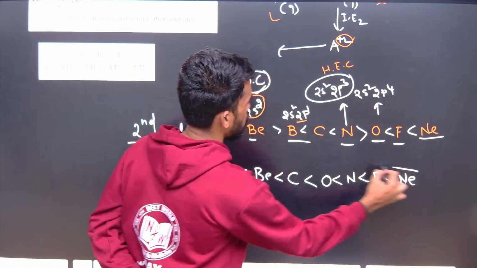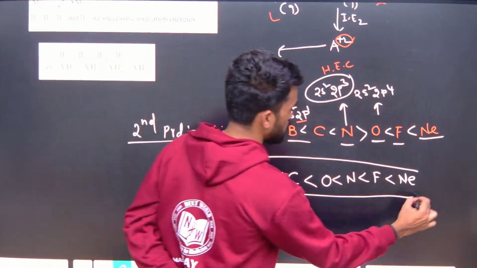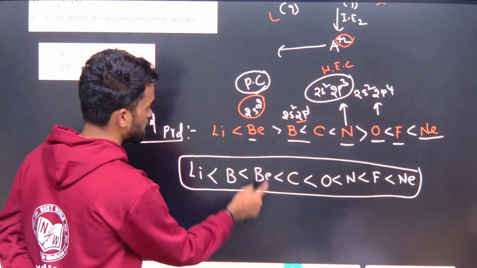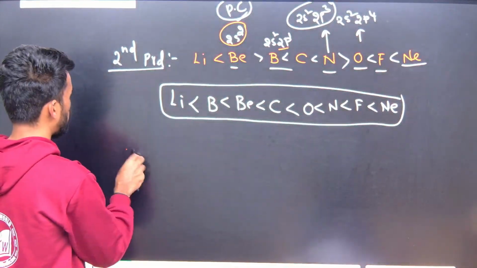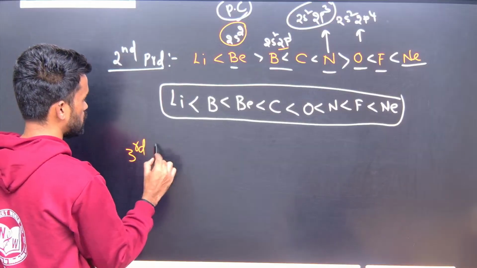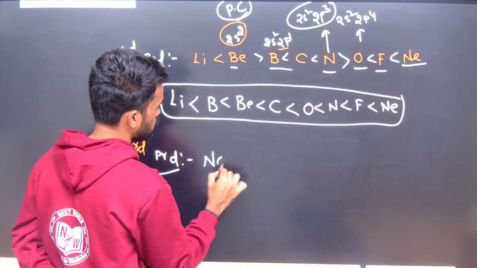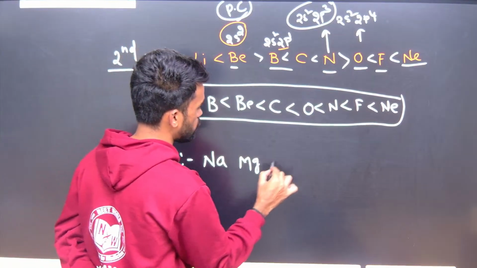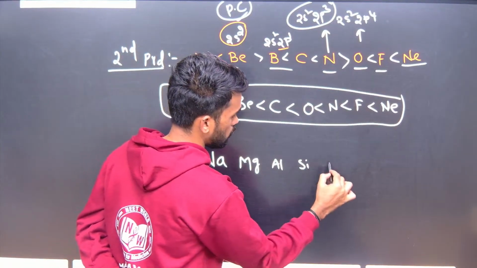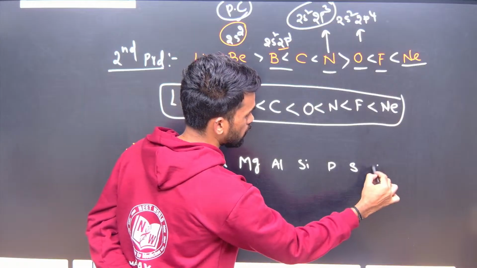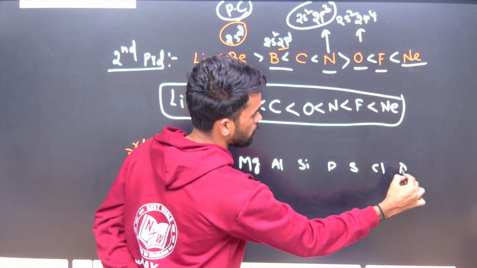Okay. So now based on this, I just wanted to ask a question for third period elements. Tell me, third period elements. Arrange them. What are the elements we have? Sodium, magnesium, aluminium, silicon, phosphorus, sulfur, chlorine, argon. So arrange them.